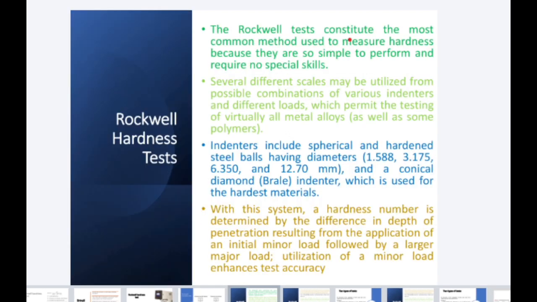Now the Rockwell hardness test constitutes the most common method used to measure hardness because it is so simple to perform and requires no special skill, right? So we can do it.